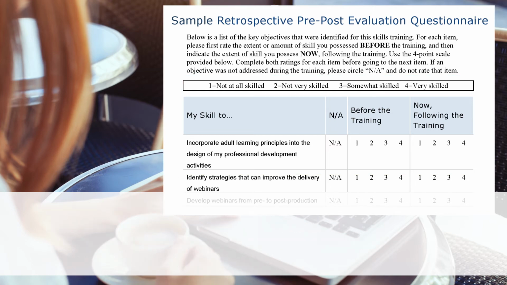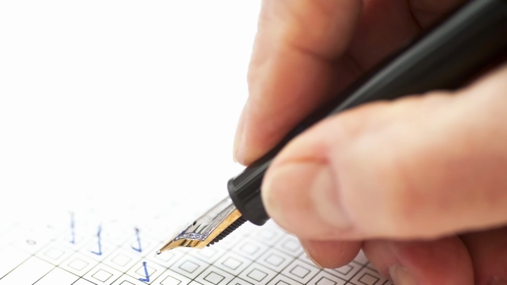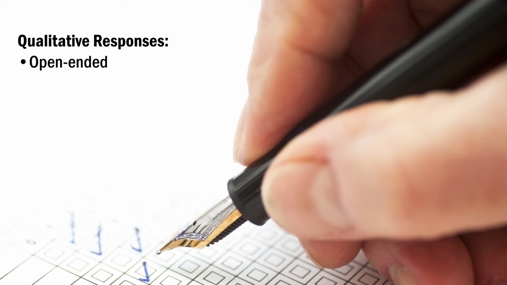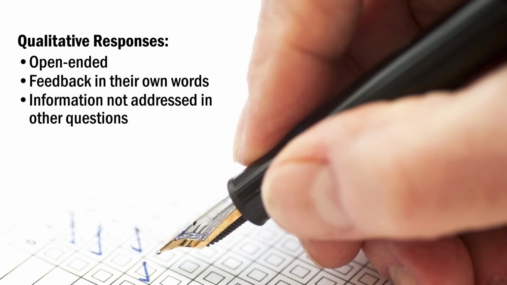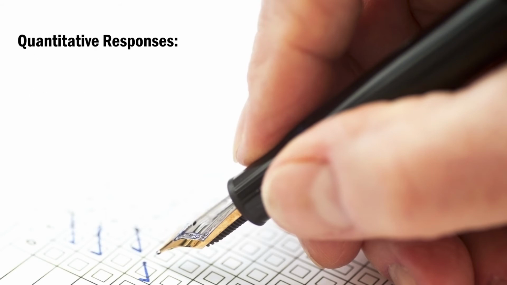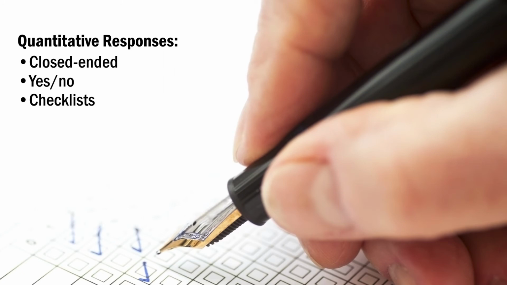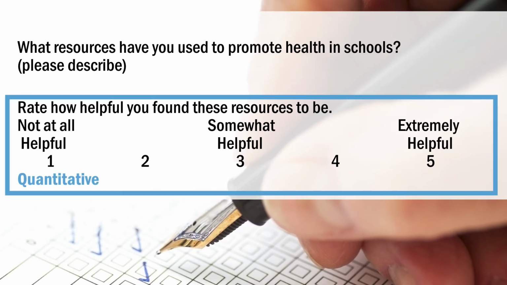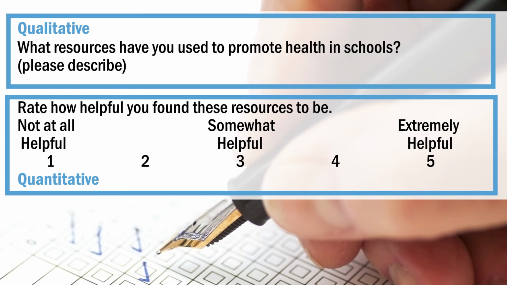If using an evaluation form, be sure to include options for both qualitative and quantitative responses. Qualitative responses can be both direct and open-ended responses. These give participants the chance to not only give honest and direct feedback in their own words, but detailed comments of information you may not have addressed in other questions. Quantitative responses can be closed-ended questions such as yes or no answers, checklists, and rating scales. It is also possible to use questions that combine quantitative and qualitative responses.